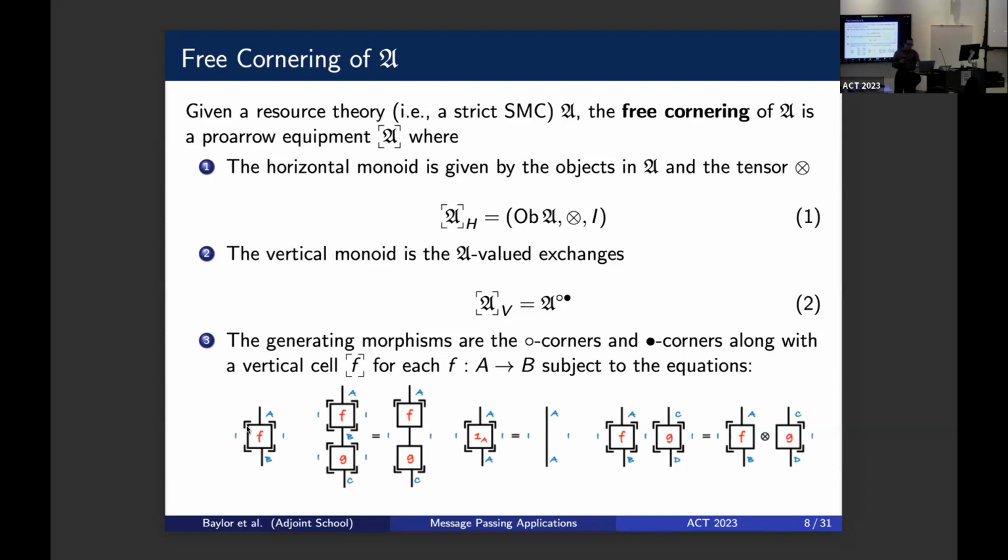So if we have a morphism F from A to B, we have this vertical cell, and they need to satisfy a bunch of rules to behave nicely. For example, the vertical composition of vertical cells needs to be the vertical cell of just the composition of the morphisms in the base category, and we have similar equations for identity and tensor.